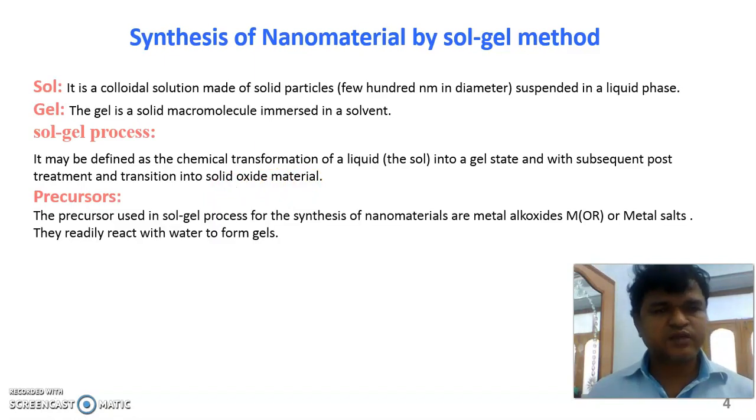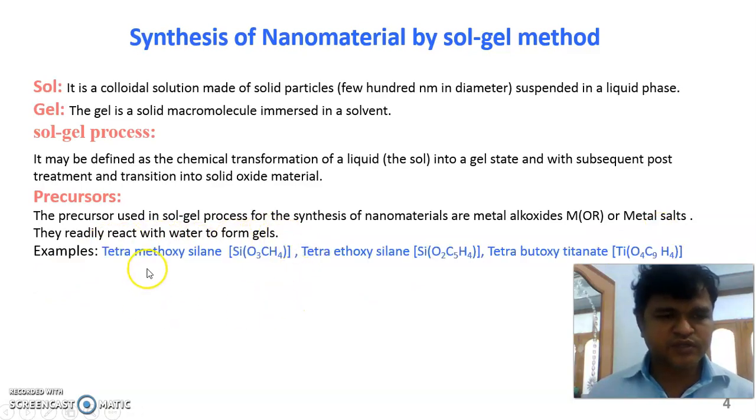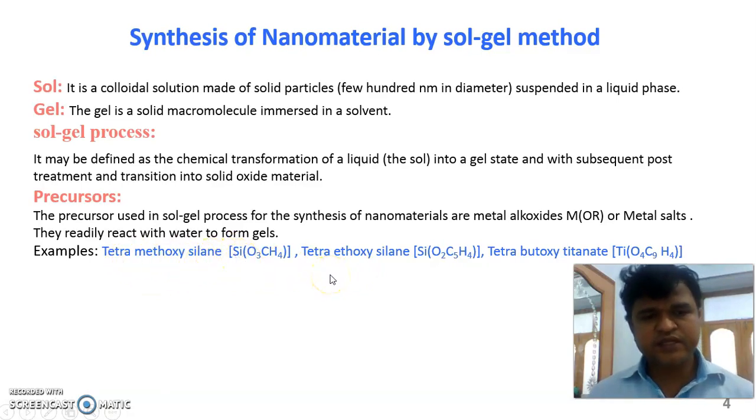Let us check which kind of precursor, that is, starting material, we need to take for this process. The starting material for the Sol-Gel process is metal alkoxide, of any metal, either copper or zinc. Metal alkoxides are metal salts. For example, for zinc we can take zinc acetate. They readily react with water to form gel. For example, to synthesize silicon dioxide, the precursor is tetramethoxysilicate. To synthesize zinc oxide, we take zinc acetate, etc.